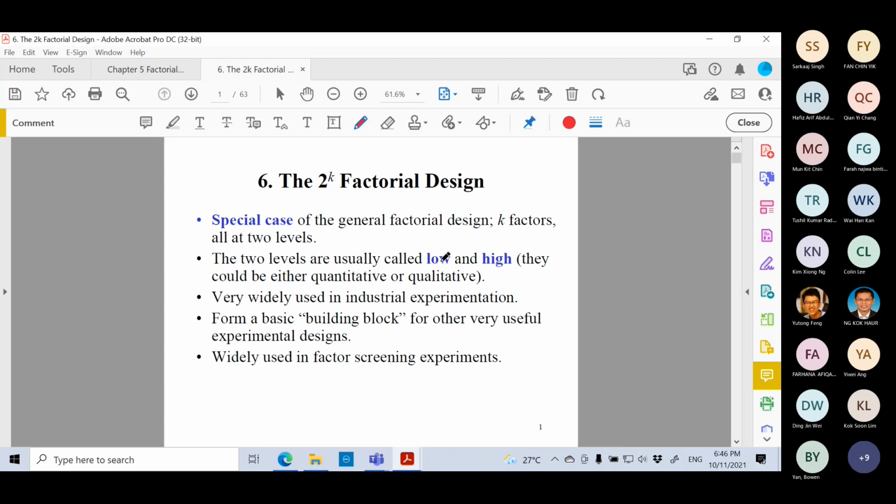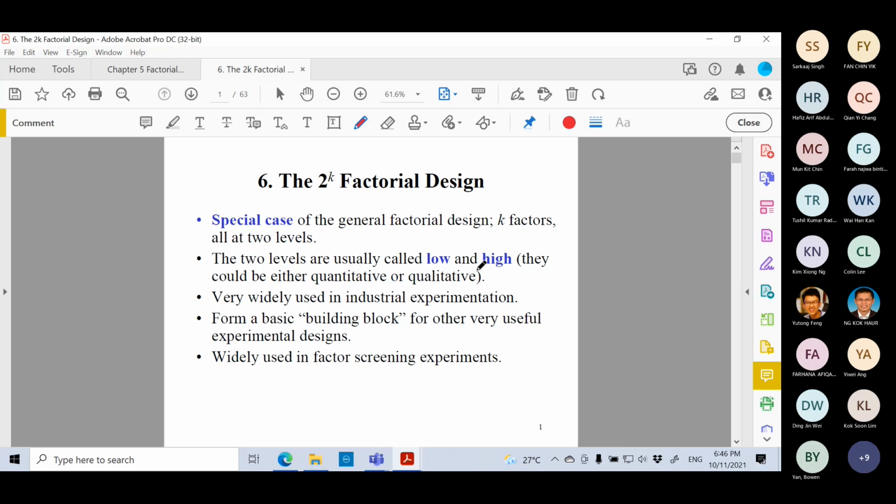The 2 levels here can be either quantitative or qualitative. You can say low and high, or you can say 20° and 30°. So this is what you are going to analyze. They are very widely used in industry experimentation, of course depending on the particular industry. Actually, they form a basic building block for other very useful experimental designs.